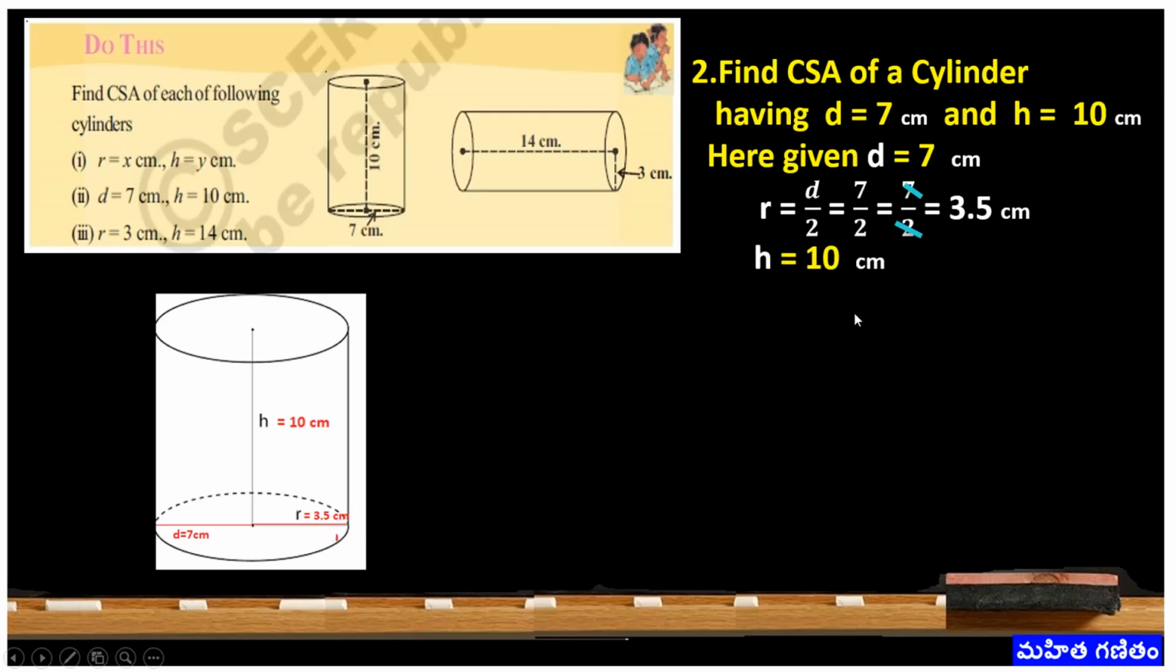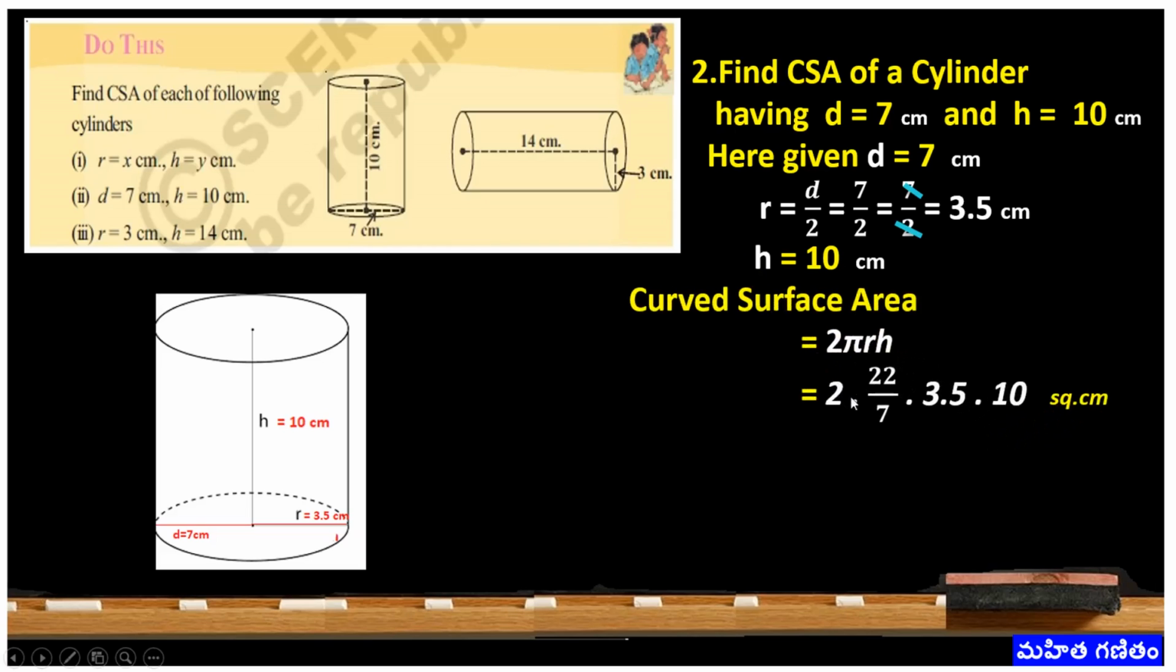Write the formula for finding the curved surface area of a cylinder. Curved surface area of the cylinder is equal to 2 pi r h. That is equal to 2 into 22 by 7 into r, which is 3.5 centimeters, into h, which is 10 centimeters. After cancellation, 7 goes in 3.5 0.5 times. That becomes 2 into 22 into 0.5 into 10 square centimeters. We get the answer 220 square centimeters.